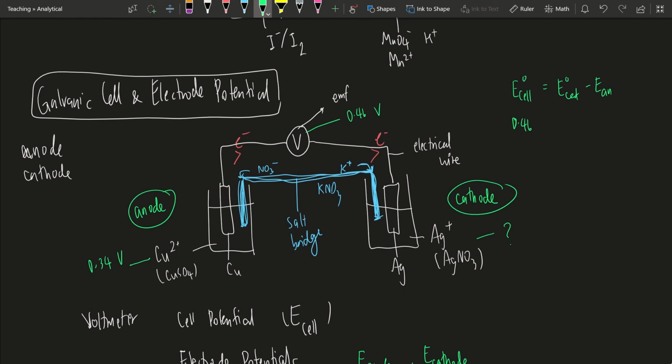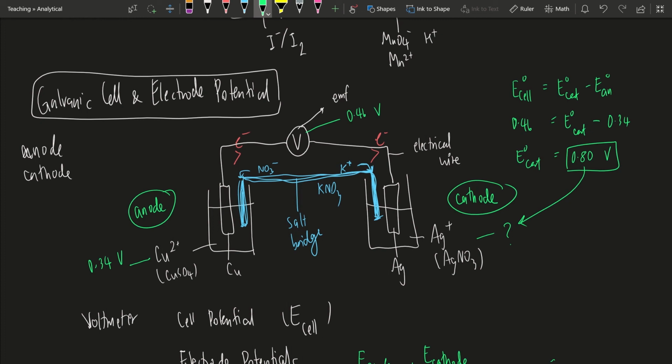You can put the naught or not, depends. 0.46. And your cathode, which one is your cathode? It's the silver, right? And you don't know that yet. So I'm just gonna put it like this, and minus 0.34, right? From the anode. And then you use your calculator, and you know that the potential of this cathode is 0.80 volt. This is the basic calculation. This is how you use the numbers to predict the cell and electrode potential in electrochemical cells.